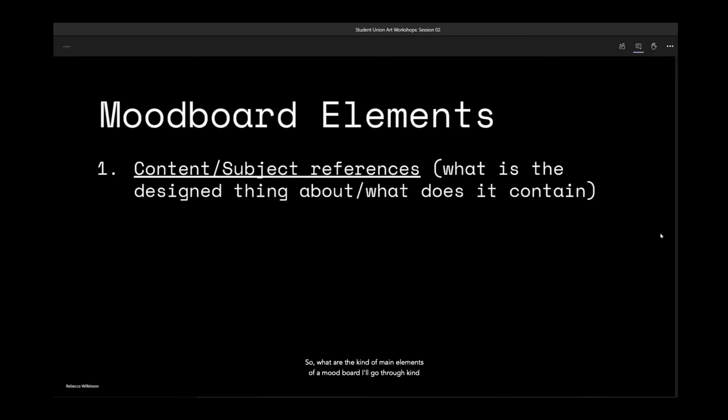So what are the main elements of a mood board? I'll go through the key categories that are really important to think about when you're building a mood board. So the first thing you want to think about when you're building a mood board is you want to find some content or subject matter references. So those are the first level references that deal with what you're designing and what the thing you're designing is about.